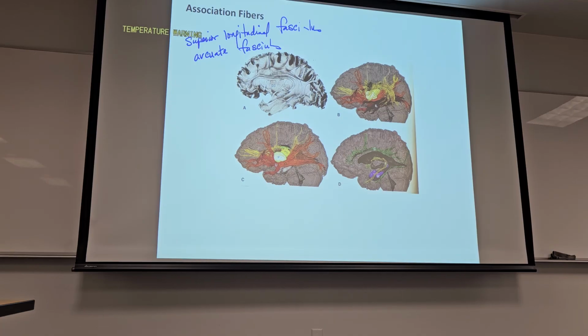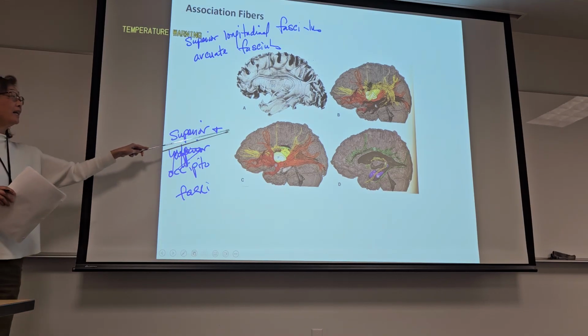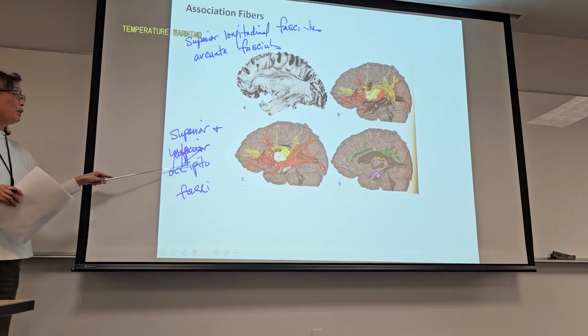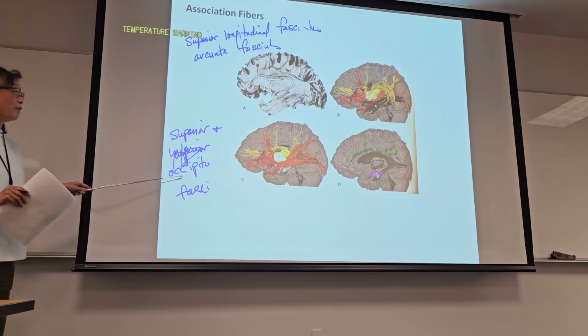The other is the superior and inferior occipital-frontal fasciculi. Okay, hopefully all of that will show up. So this is the superior and inferior occipital-frontal fasciculi. It seems to pick up half of the right.